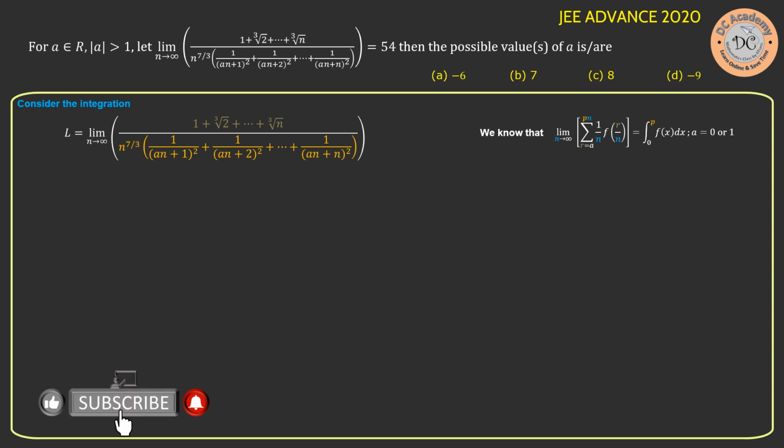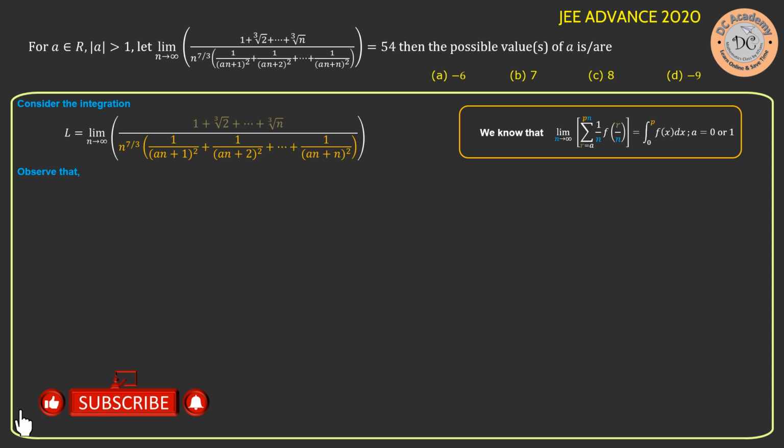Let's go ahead. So first we consider the numerator. In the numerator, it is obvious that it can be written as the summation r equal to 1 to n of r to the power 1 by 3, or the cube root of r. I prefer to use the r to the power 1 by 3 form, because the calculation becomes easier.